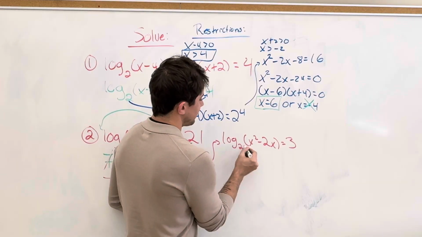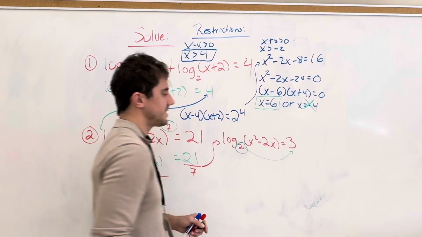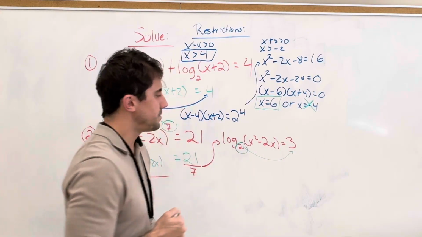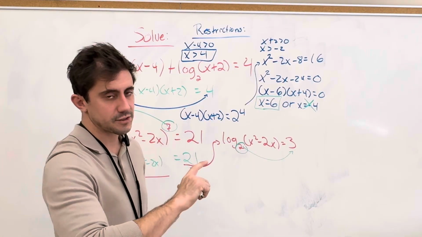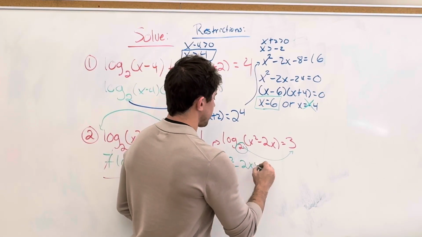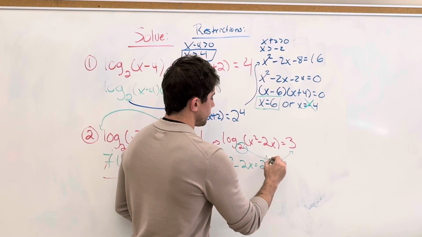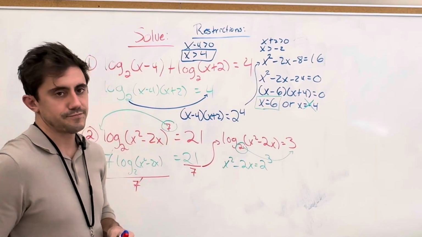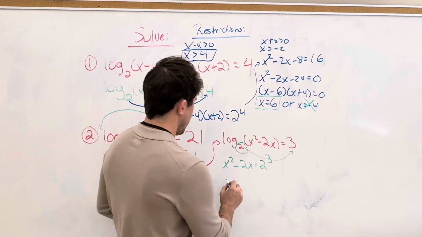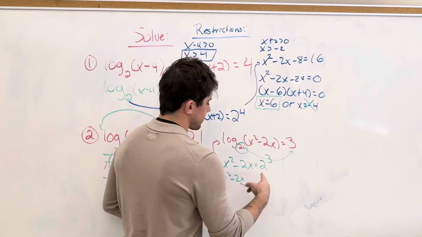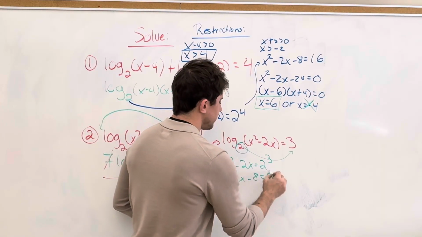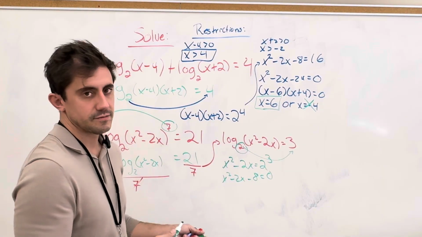And what that does is the same thing it did in the example above. It makes the base switch to become the base of an exponential on the other side. And so now we have x squared minus 2x is equal to 2 to the power of 3, right? And now again, we want our quadratics to be equal to 0. And so we have x squared minus 2x. 2 cubed is 8. Let's subtract that from both sides. So minus 8 equals 0. Now we can factor and solve.